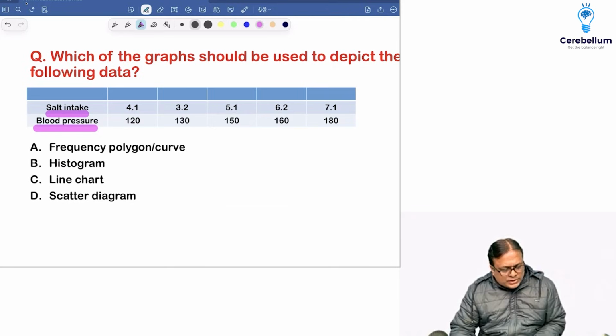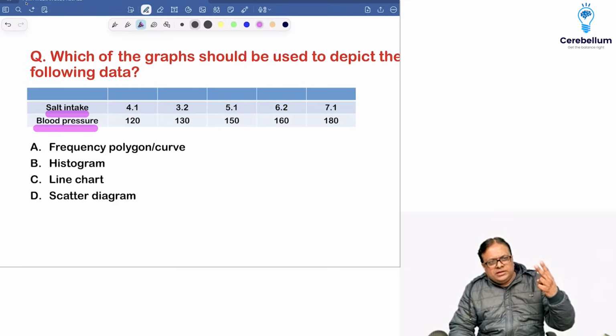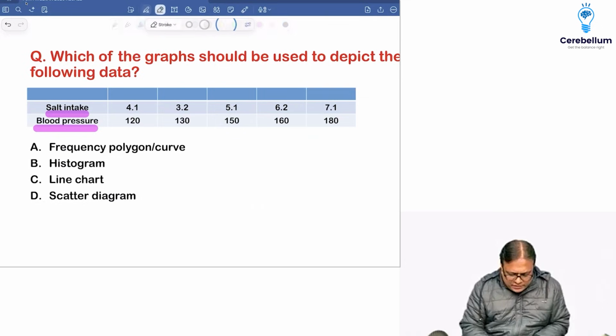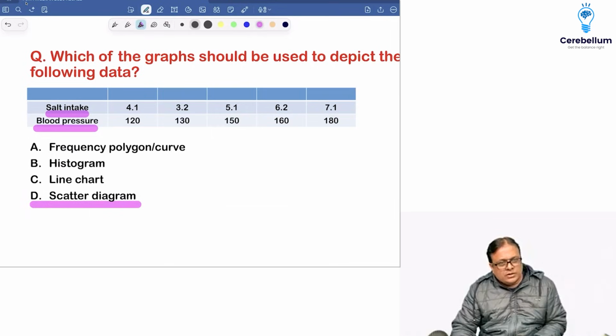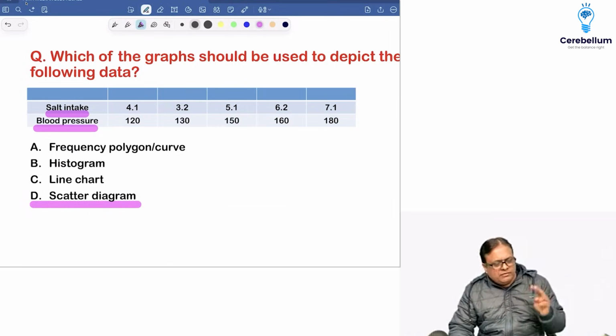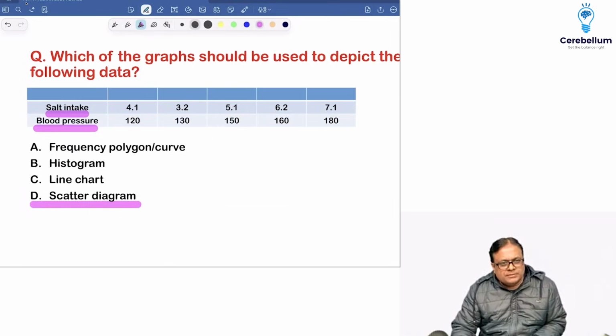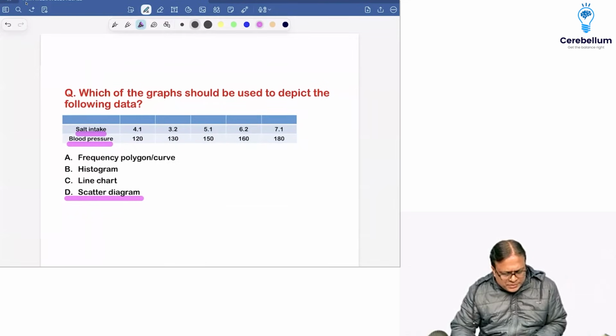Okay, friends, this question, can you confirm? We are looking at salt intake, blood pressure. So we are trying to establish a relationship between two quantitative variables. I'm sure all of you must have marked scatter diagram as the answer. Correlation, yes, relationship between two quantitative variables. So this is fine. Okay, let us move forward. This has been confirmed.